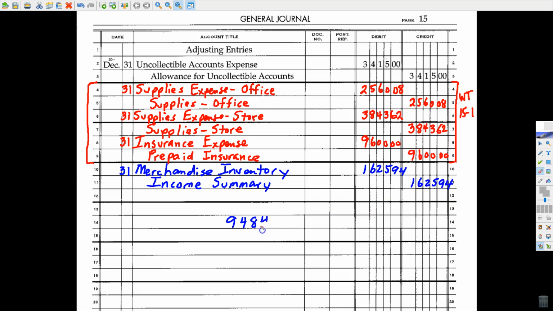And I'm going to erase this. This is not really needed. I'm just doing a little scratch work.